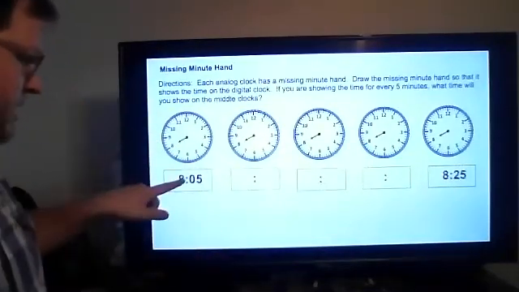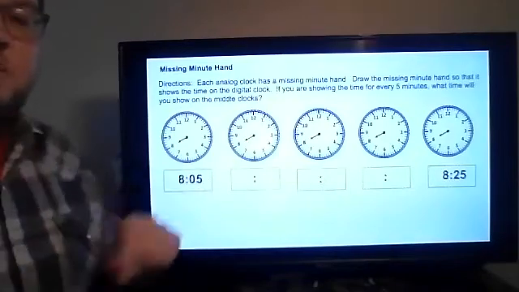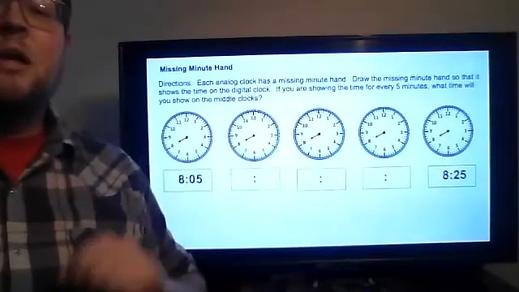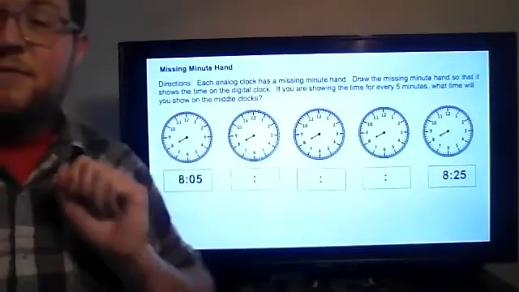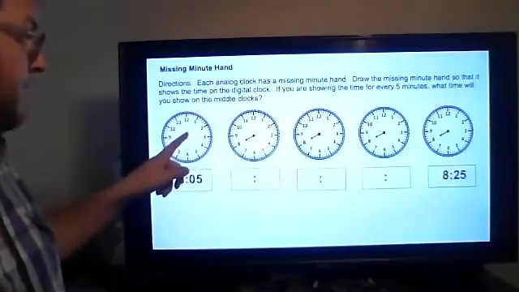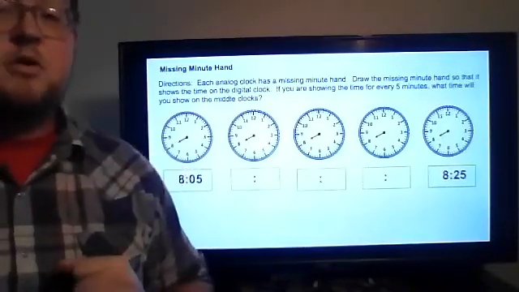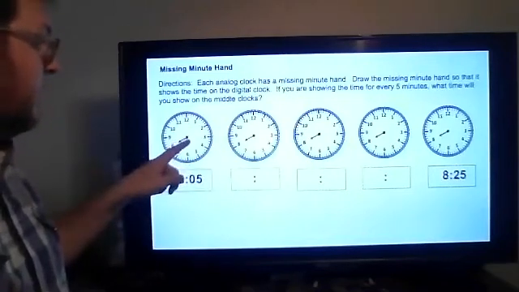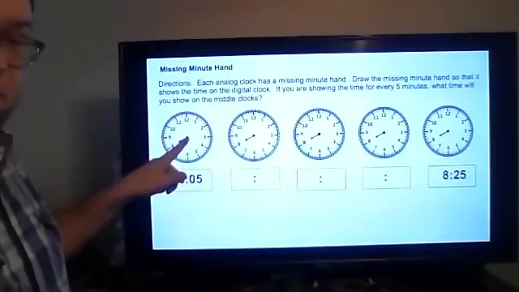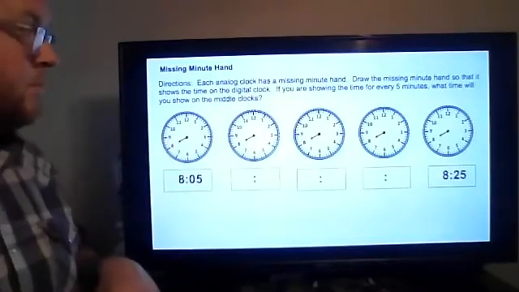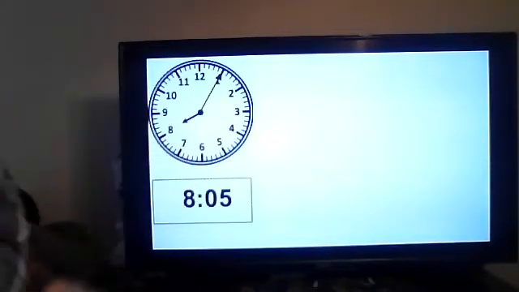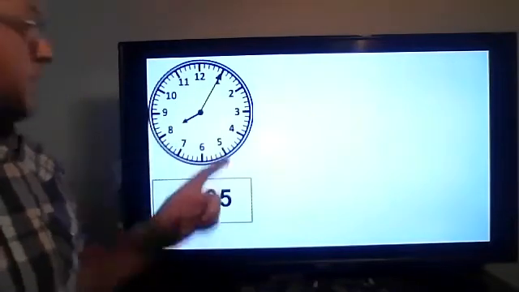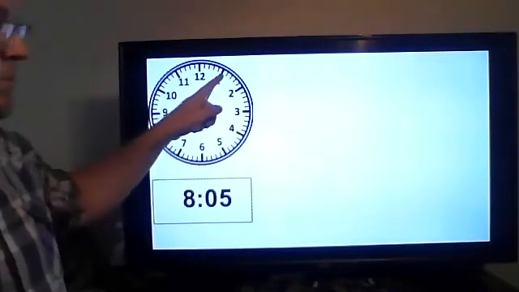So I'm going to look here. It says 8:05. So that means our minute hand is going to be pointing at the 1, because 1 indicates 5 minutes. So if you have your pencil or your pen or marker or crayon, you can go ahead and draw your line from our little dot here in the middle to the 1. Okay, so I'm going to go ahead and switch to a different screen here. So our minute hand should look like this. So see how it's going from the center, pointing to the 1.